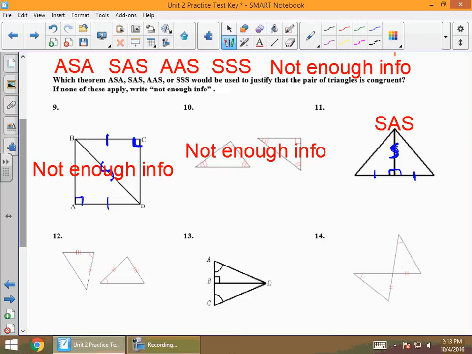Number 12, you'll see that I do have two sides and an angle. Here in the left one, the angle is in between, so I have SAS. But on the right triangle, the congruent angle is in the wrong place. You'll notice it is no longer between. It is not sitting right there. If that angle were marked, I would have SAS. But I don't. So this one is not enough info.